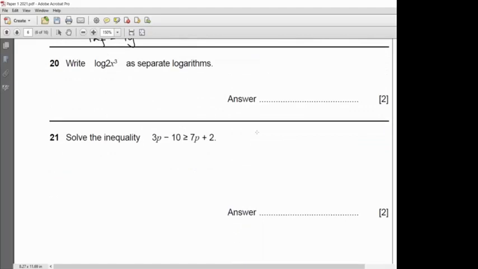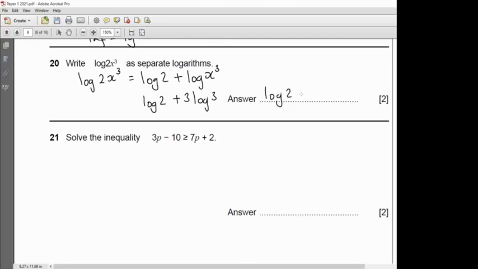Then number 20, we have to rewrite log 2x cubed as a separate logarithm. So keep in mind your laws of logarithms. So we would separate this as log of 2. Remember, the 2 and the x to the power of 3 are multiplying, so we write that as a sum. Then one of our laws says that if our argument has an exponent, the exponent can come down. So this is log of 2 plus 3 times log x. Sorry, I don't know why I wrote 3 here, there should be x. So this is log x.